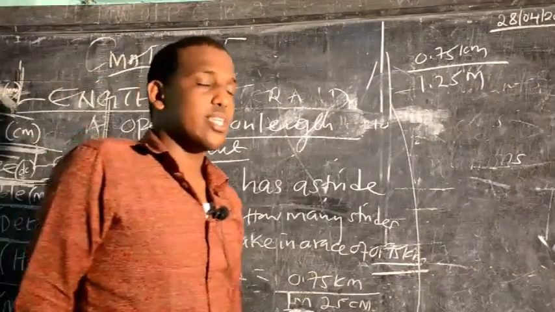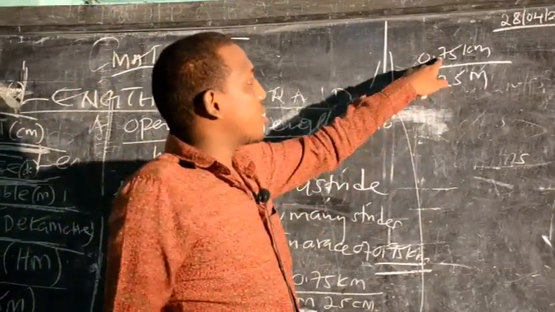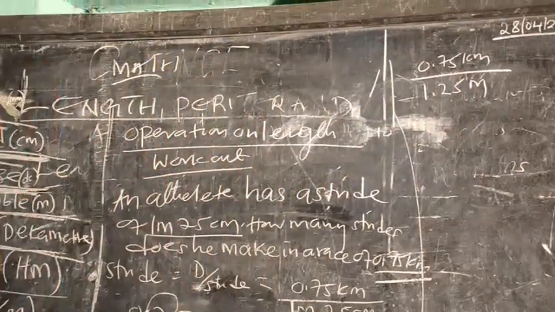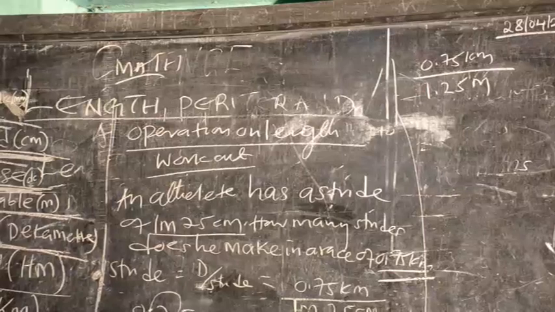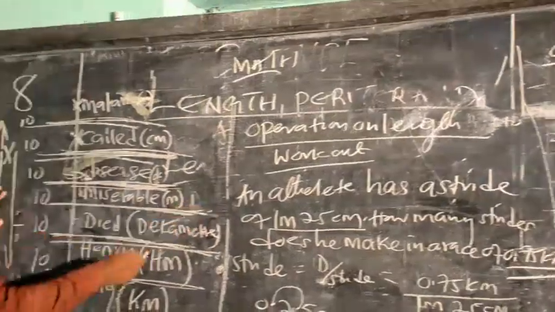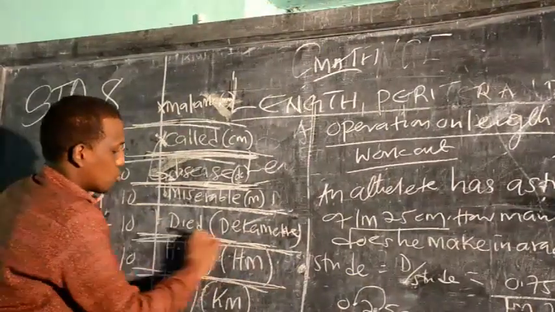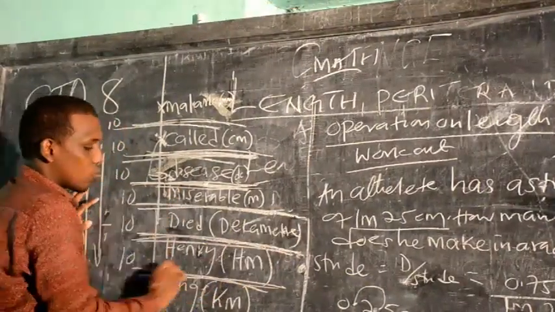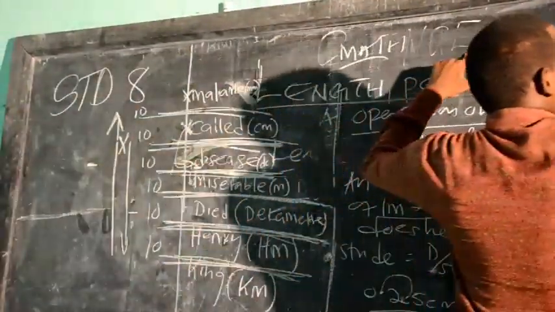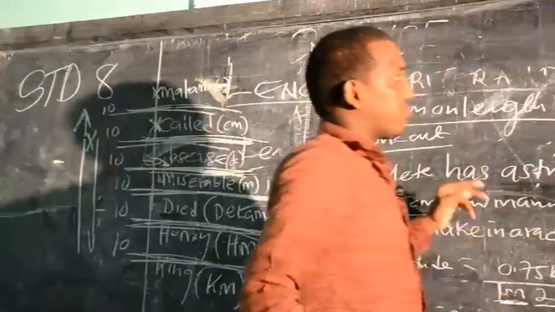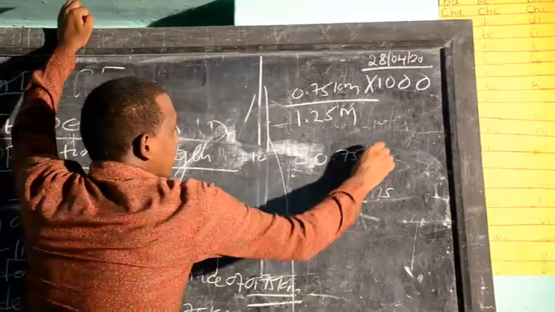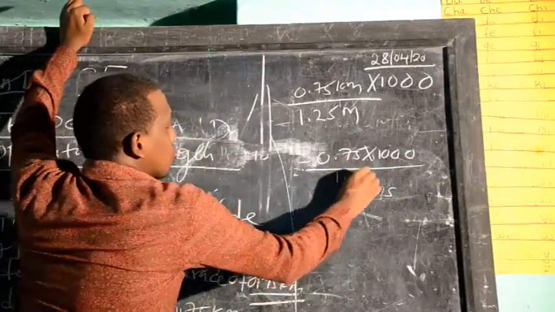What do we do? We change the distance. How do we change this distance? We change it to meters so that it resembles this one. Kilometer is here. We change to meters. 1, 2, 3, kilometer to meters. We are going up 3 steps. We multiply now. So times 1, 2, 3. It will become 0.75 times 1000 over 1.25.